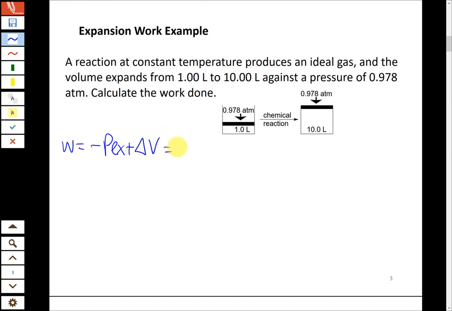And so all we have to do is just put in the terms that we need. So external pressure is 0.978 atmospheres, given to us directly in the problem. And then for delta V, we have to do final minus initial. So the final volume is 10 liters. That's where we end up. The initial volume is 1.0 liters, and so the difference is 9.0 liters.